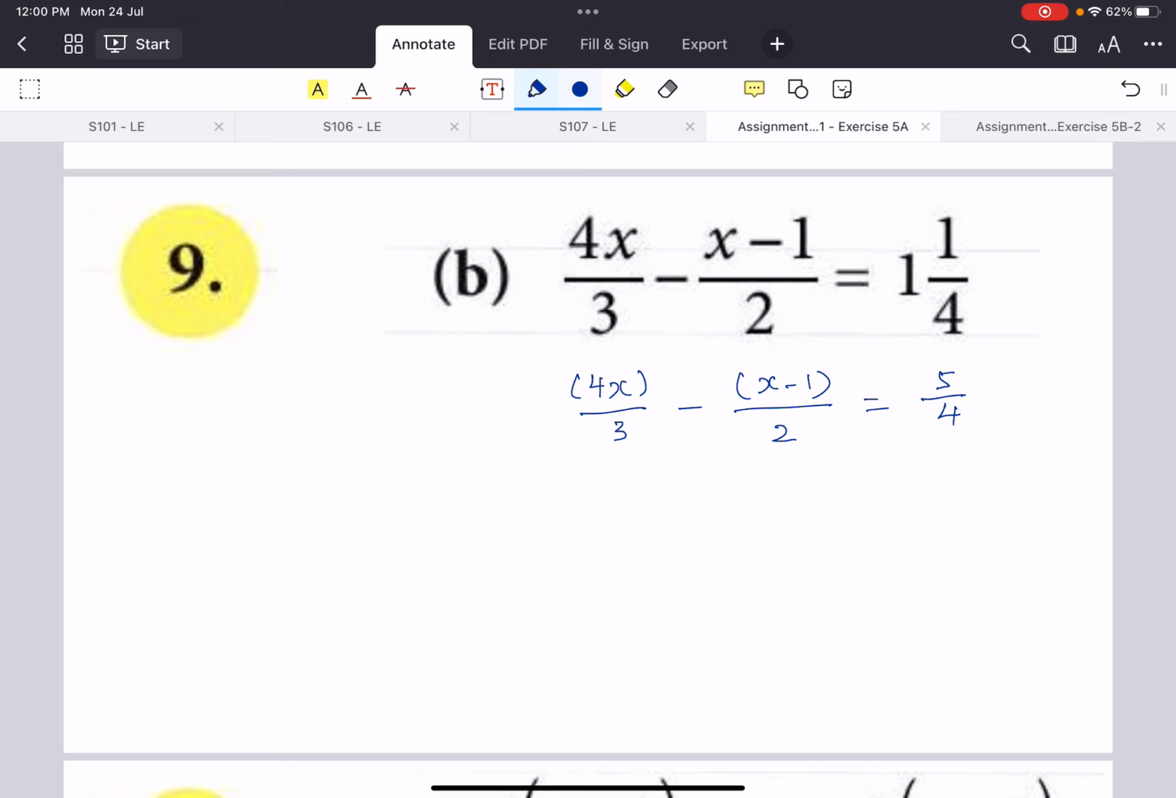Now I would like to make the denominator common. So the common denominator will be in this case 12. 12 will be a reasonable one. So what I do is I actually multiply by 12 throughout. So multiplying by 12 throughout, 12 times 1/3 gives me 4. So 4x minus, in this case will be 6, (x minus 1), and multiply by 3 to the numerator here, that gives us 15, right?